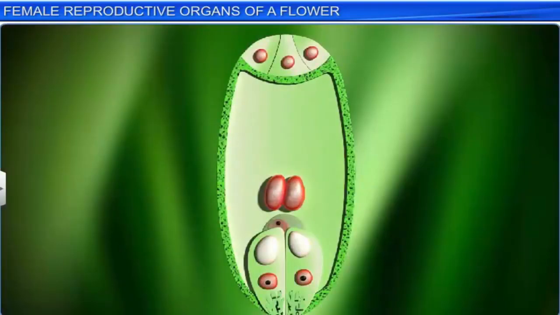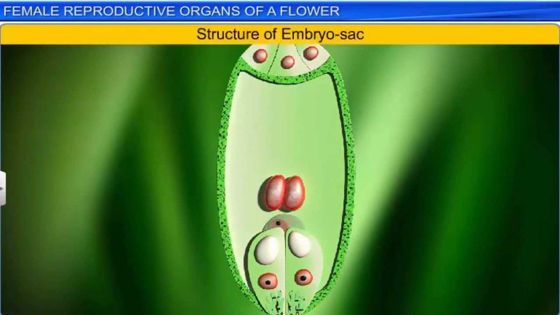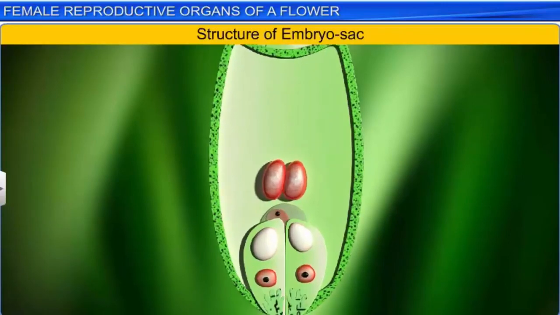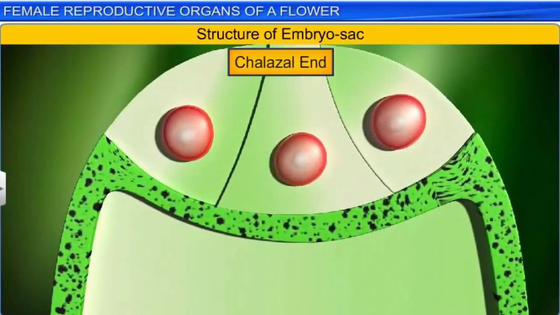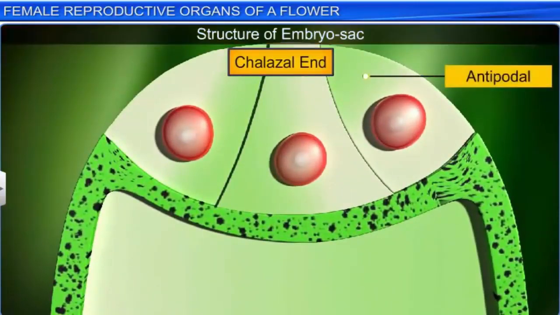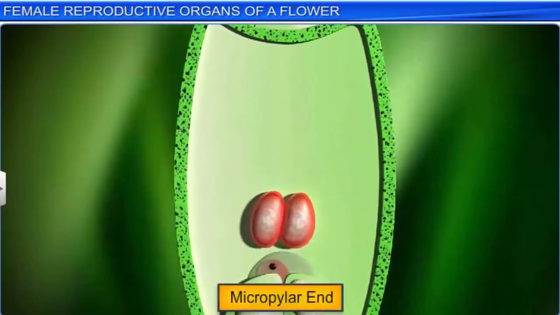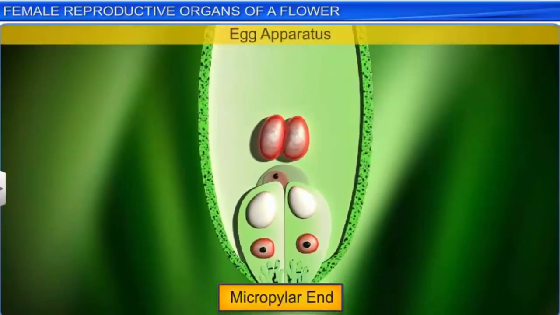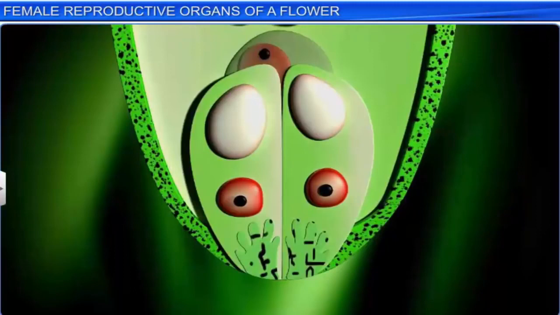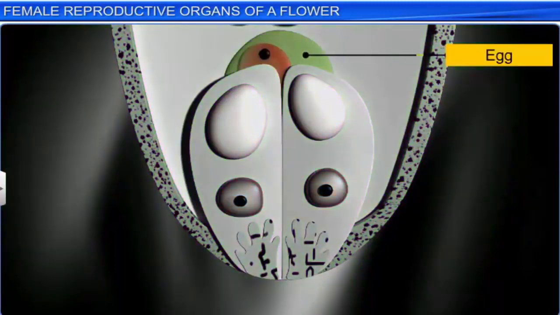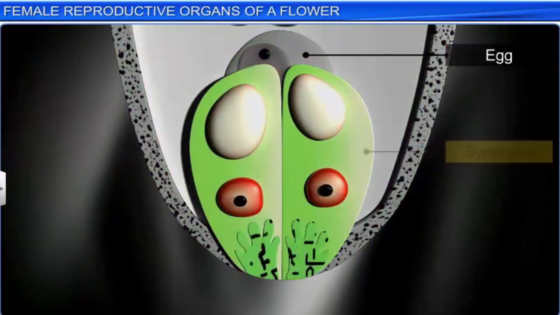Meanwhile, the 6 cells organize to form the typical structure of the embryo sac, which is now ready for fertilization. The 3 cells present at the chalazal end, for instance, group together to form the antipodal cells, which do not have any specific function, whereas the 3 cells at the micropylar end group together to form the egg apparatus. While one of the cells functions as an egg or the female gamete, the other 2 cells are called synergids.